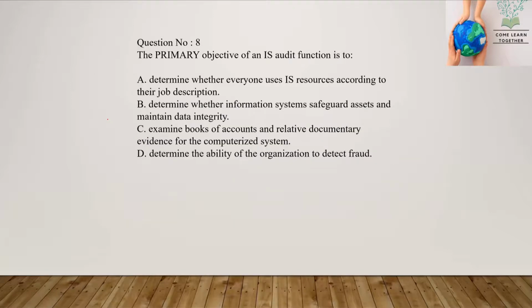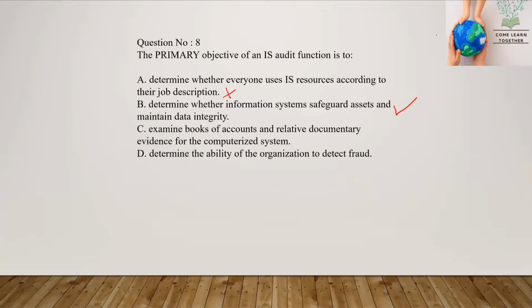So let's take another question. The primary objective of an IS audit function is to do what? Determine whether everyone uses IS resources according to their job description. This is not a logical function of an IS audit function, so I'm going to completely strike it out. Determine whether the information systems safeguard assets and maintain data integrity. That is one of the features of an IS audit function. Examine books of accounts and relative documentary evidence for a computerized system.